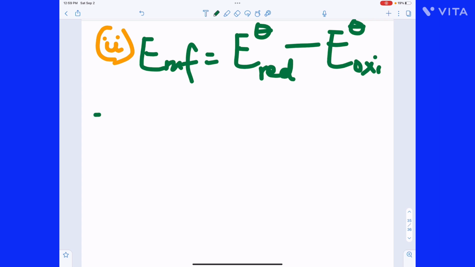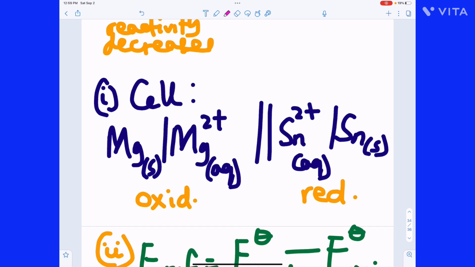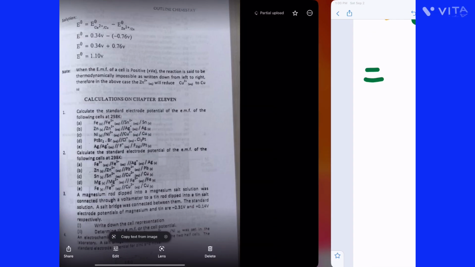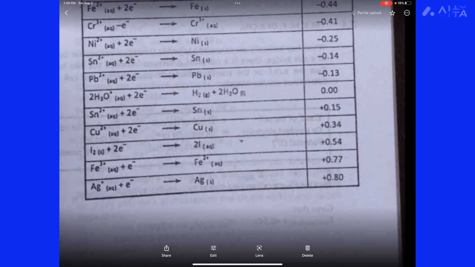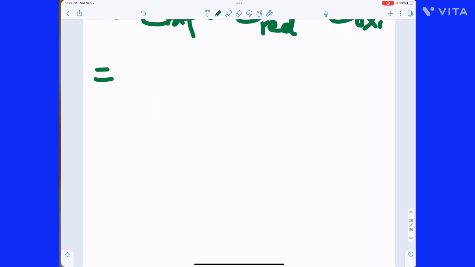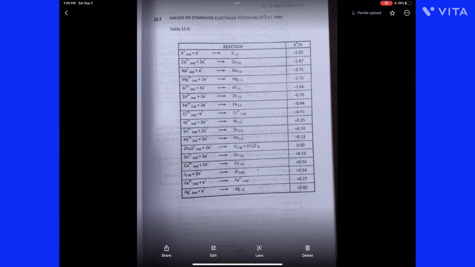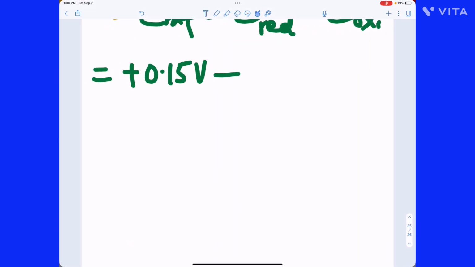So what we are going to do is very simple. The reduction half cell is the tin half cell. The oxidation half cell is the magnesium half cell. So let's go get the standard electrode potential of tin. Tin is in the middle here, plus 0.15 volts. So I'm going to write plus 0.15 volts minus the standard electrode potential of the magnesium half cell, that's minus 2.31.